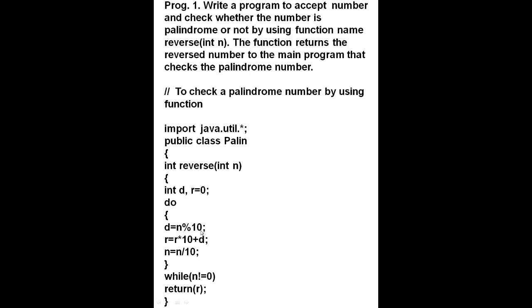then we will find the reverse order, r multiplied by 10 plus the modulus of that number, then n is equal to n divided by 10. Now curly bracket close, while. Now the condition of while is n is not equal to 0. The number which we have entered, that is not equal to 0. Now if that number is not equal to 0, then return r. Then curly bracket close.